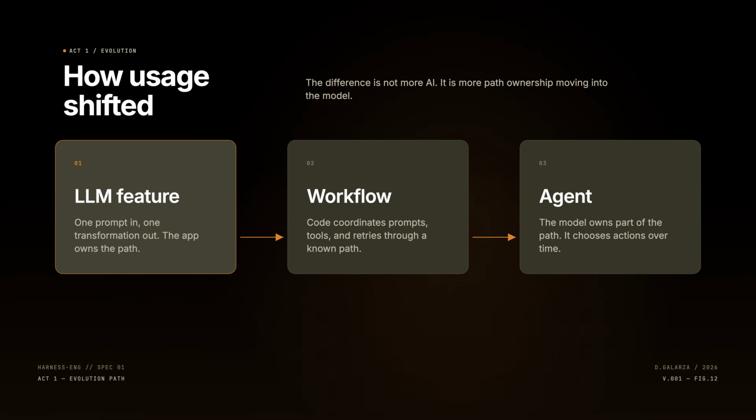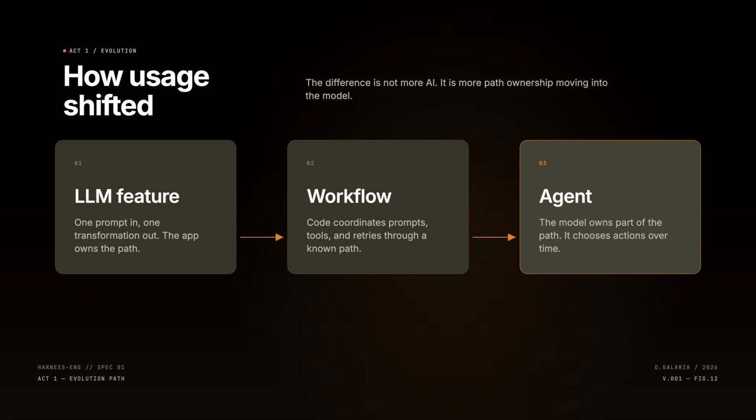To understand this, we should look at how using an LLM has evolved. First, we started with basic LLM features. This is where your application calls an LLM with a prompt, and the model returns something back to the user. Maybe that's a summary, a classification, a rewritten email, or a list of extracted fields. The app owns the path, and the model performs some kind of transformation. Then came workflows. Instead of one model call, the code coordinates multiple LLM calls, tools, retries, and structured outputs to accomplish a goal. The model is doing more work, but the path is still mostly predetermined. Code is still driving it.